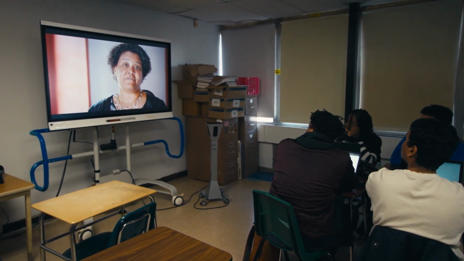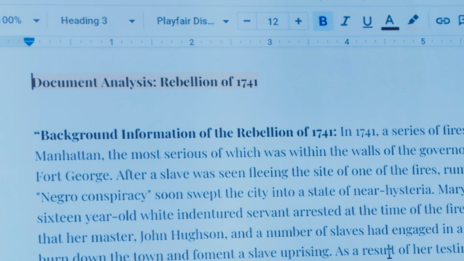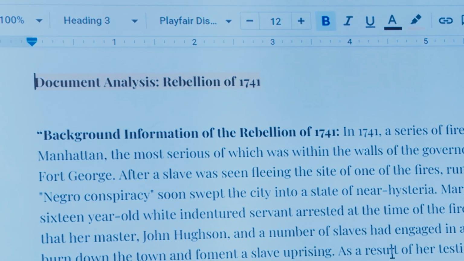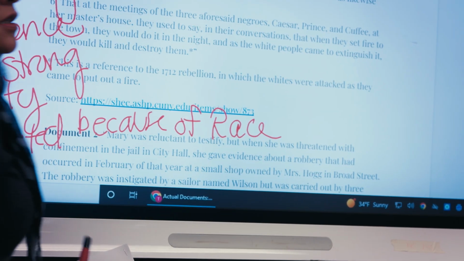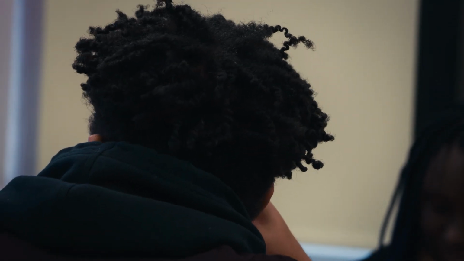Then they looked at the documents, they analyzed them collectively. We came back as a group and each student shared their analysis. Is there anything else you'd like to add to this analysis? It furthers the narrative that blacks are only out to kill their slave owners, take their money, and take advantage of them. Excellent. So it furthers the narrative, right?